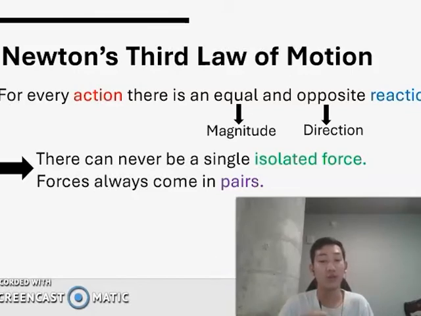So with these two demonstrations, the egg and the fire extinguisher, we can conclude another key point in Newton's third law of motion, which is that there can never be a single isolated force. Forces always come in pairs. In the egg and kitchen table scenario, there are two forces. One is exerted by the egg onto the kitchen table. The other is exerted by the kitchen table onto the egg.